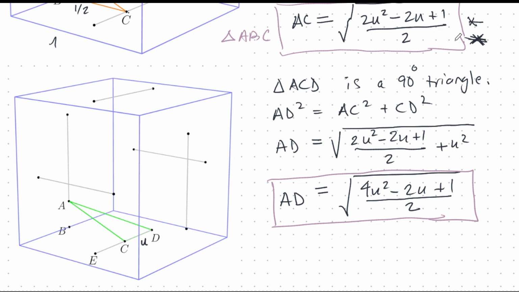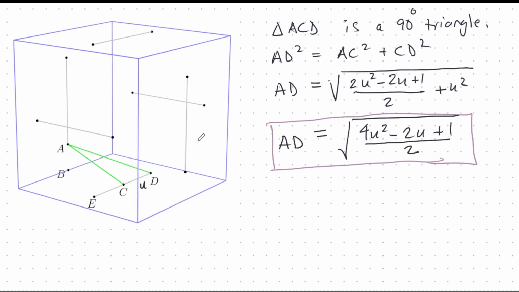Okay, I'm done with AC. I don't need AC anymore. I have what I want. Let's ponder this for a second. Okay, I have AD. AD, this is a diagonal edge. And I have my side edge, DE. What's the length of DE? Well, that's U and that's U, so the length of DE is 2U, and this is a side edge.